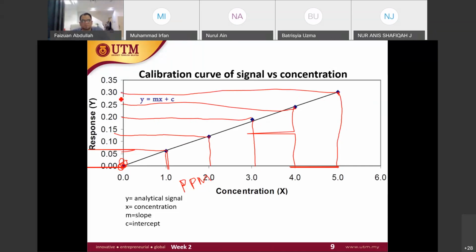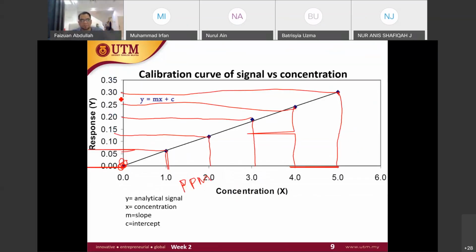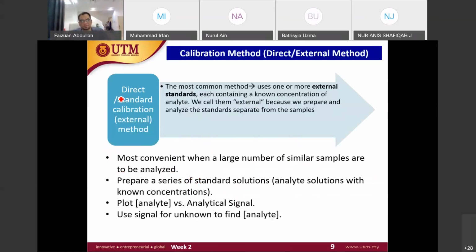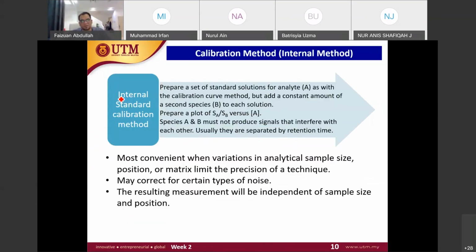So this is the relationship between the response and the concentration, and we plot it. Previously, we prepared a series of known concentrations separately from the sample. But what about the internal standard method? We prepare a set of standard solutions for the analyte as with the calibration curve method, but add a constant amount of a second species B to each solution.